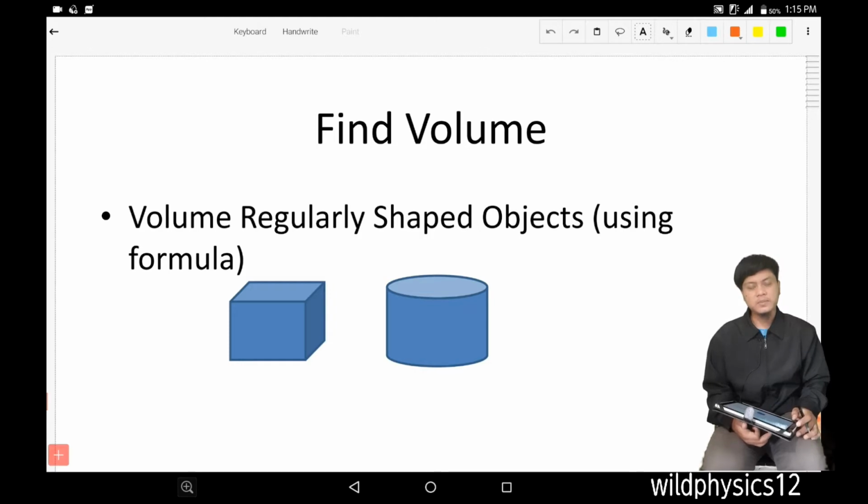There are two types of objects. The first is the regularly shaped object, and the other is the irregularly shaped object. For the case of a regularly shaped object, we use the formula from mathematics.